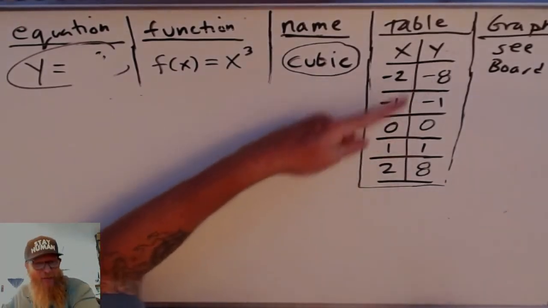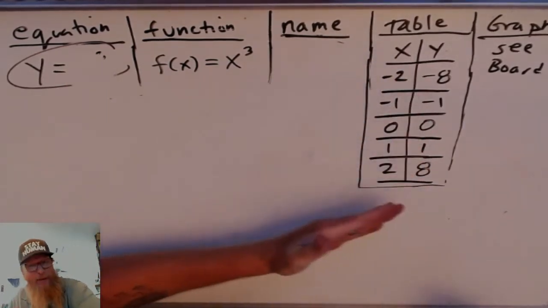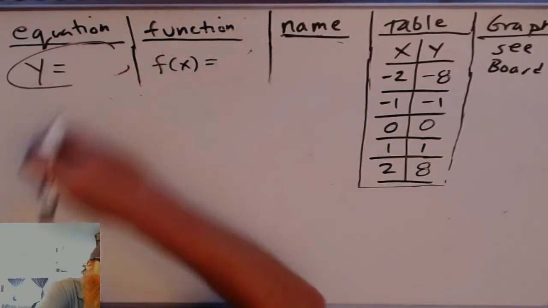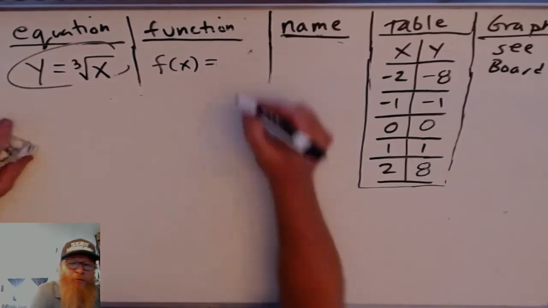I'm going to leave this here for the next one because you're going to see how you can get the next one by remembering the previous one. The next one's called Cubert, also known as the cube root.